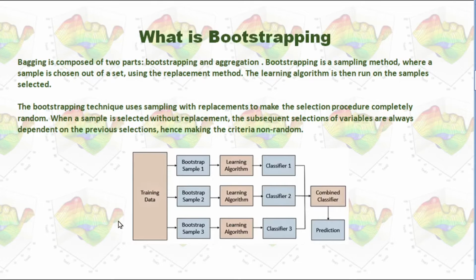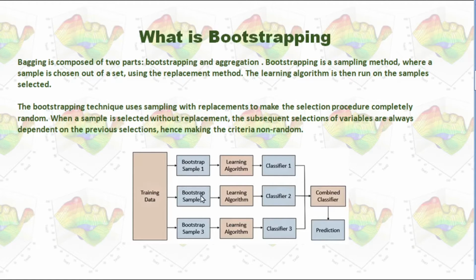That means we have training data here. We will take sample 1 from this training set and build this bootstrap sample 1. The sample data can be used over and over again. So, the same sample can be used twice in this bootstrap sample 1. And then we will feed this bootstrap sample 1 into the learning algorithm and get our result, classifier 1.